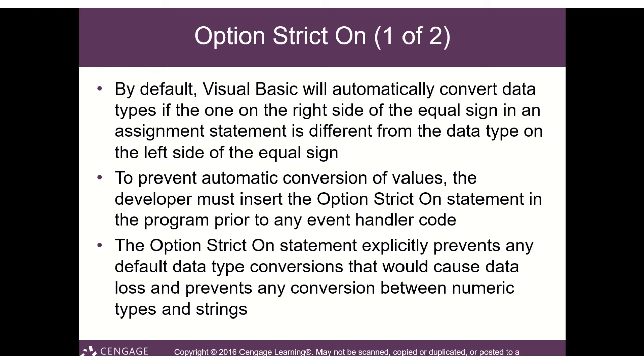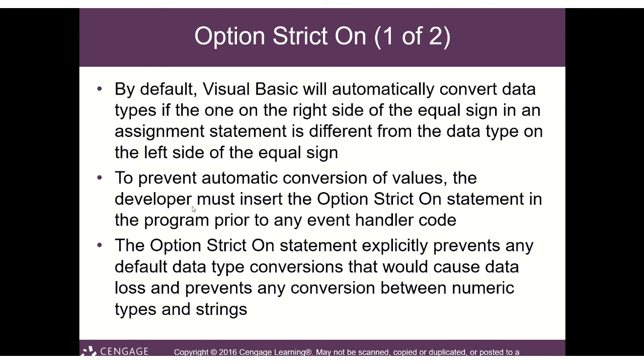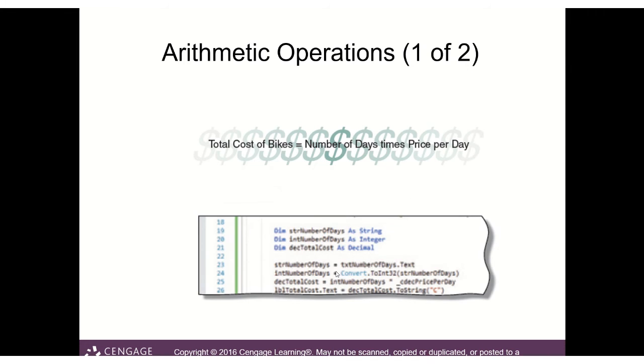If you want to prevent the automatic conversion, then you need to put Option Strict On. How do you do that? My example is here. You have to put Option Strict On ahead of the class declaration. That's it. Everything will then require explicit conversion. The Option Strict On statement explicitly prevents any default data type conversions. So that's how you do it.